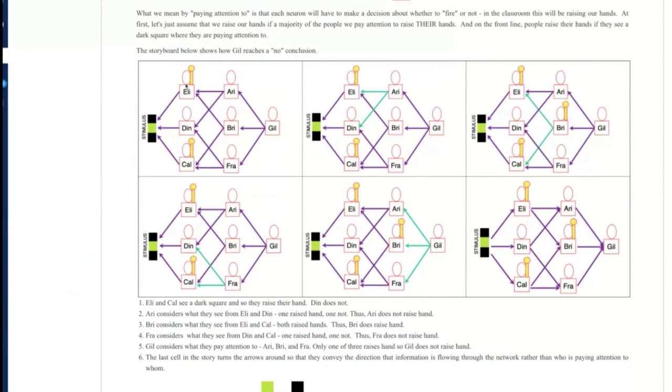But the raising of the hand is a yes or no binary output. So it's that step function, right? So if Eli sees it, then Eli raises their hand. And Bree is only going to raise their hand if everybody they're looking at raises their hand. So they're looking at Cal and they're looking at Eli, and so they raise their hand.